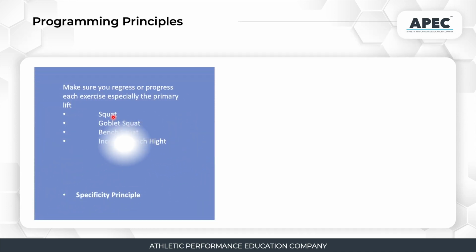Okay, let's go through some programming principles. We need to make sure you regress or progress each exercise, especially the primary lift. So if you have an individual who can't yet squat, but the goal is to get them to be able to squat, we probably need to start with an incline bench squat, then go to a bench squat, then go to a goblet squat, and finally get them to squat. So we need to have the ability to regress and progress exercises. This is following the specificity principle.